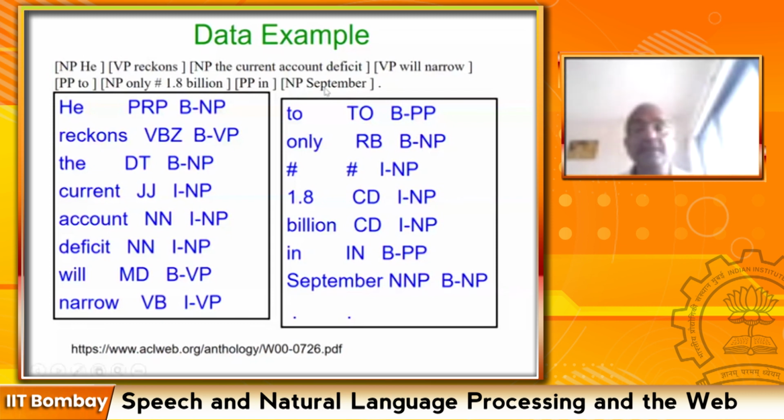So this is the way things are chunked, and the chunks are targets for simple questions. So if I ask what will narrow, then the answer is the current account deficit. So the question answering system will focus on this noun phrase, the current account deficit. Okay. If I ask when will it narrow, then again a short noun phrase, September. Who reckons? He reckons. He could be, let's say, the economist.